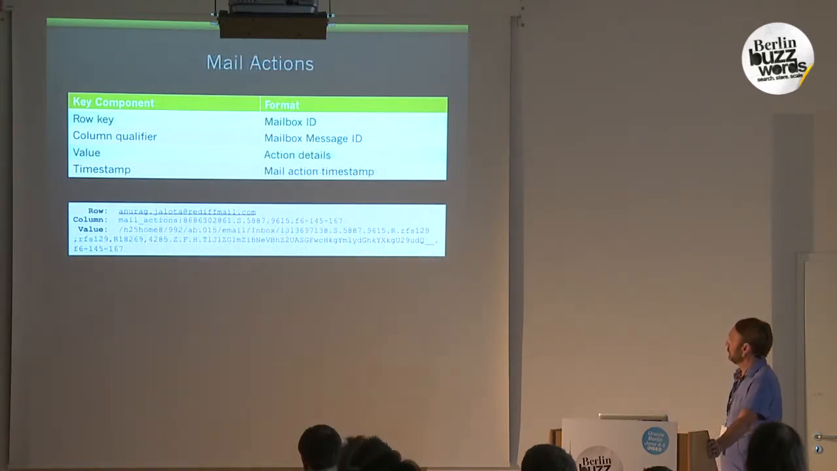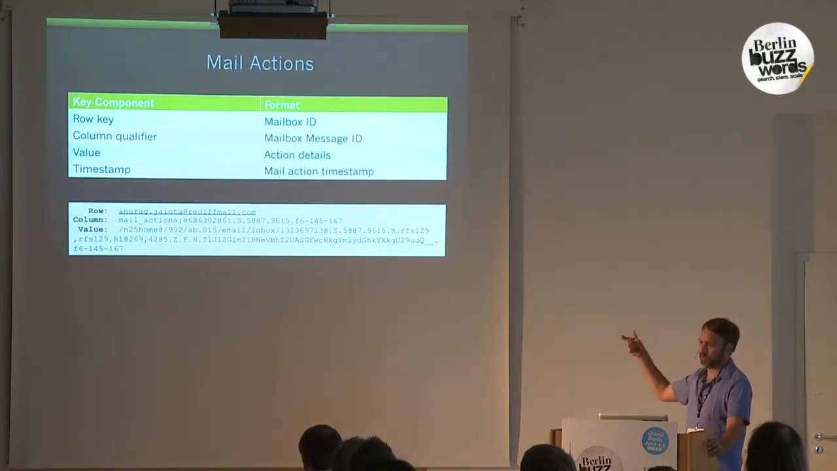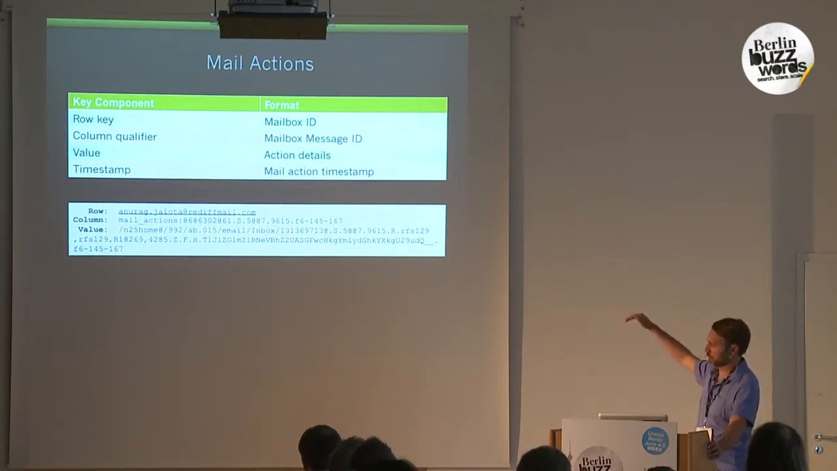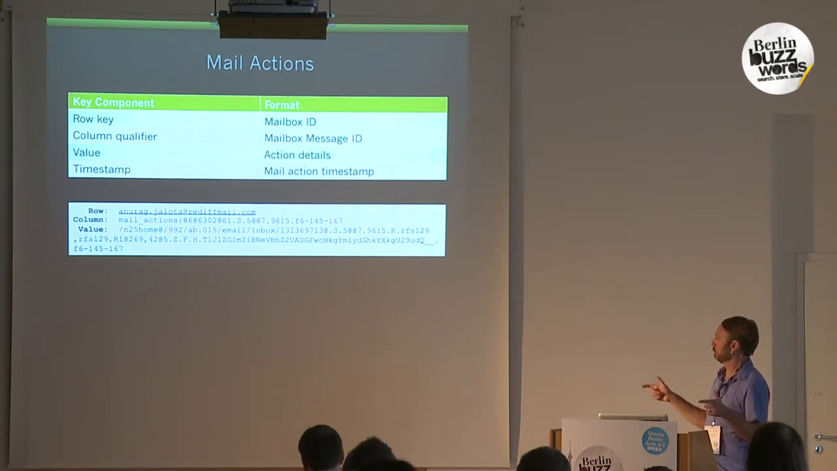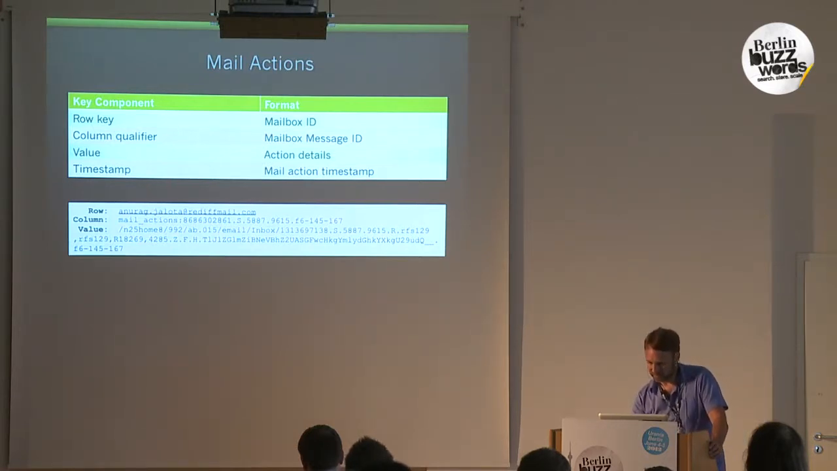Okay, so the mail actions column is formatted in a similar way. The row key is the mailbox ID or the email address of the inbox. The column qualifier is the message ID, and the value is information about the actions. Oh, and embedded in the value in both of these columns is a pointer to the mail body in the storage appliance cluster. And the timestamp is the mail action timestamp.